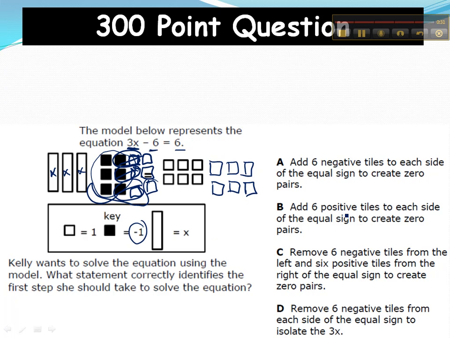B says add 6 positive tiles to each side of the equal sign to create 0 pairs. That's what we need to do to get the 3 x's by themselves on the left side. And then of course we would divide by 3 to find out what each x is equal to. And in this case each x would equal 4.